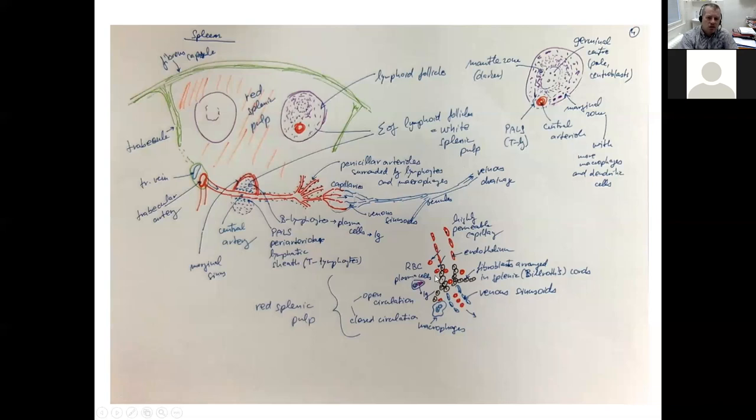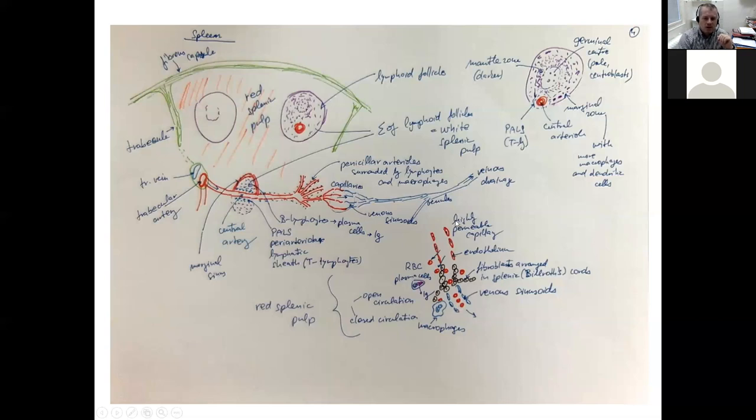If they don't, they are swallowed by macrophages that are waiting here, especially the old red blood cells that have fragile cell membranes because they cannot maintain the ankyrin and spectrin and other molecules that are responsible for the flexibility of the cell membrane. These old red blood cells become trapped here, okay? So the macrophages take care of them.